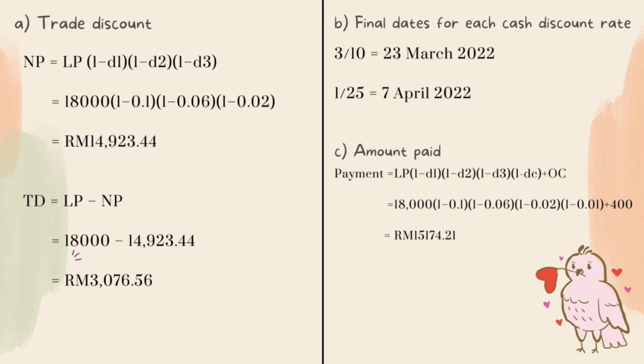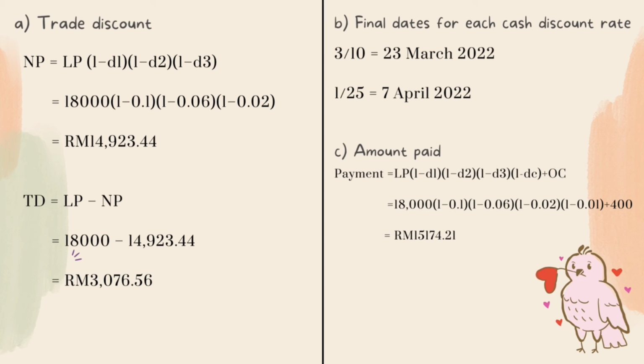To find the amount of trade discount, which is TD, we need to use the formula, which is TD equal to LP minus NP, which is 18,000 minus RM14,923.44. We will get the answer RM3,076.56.